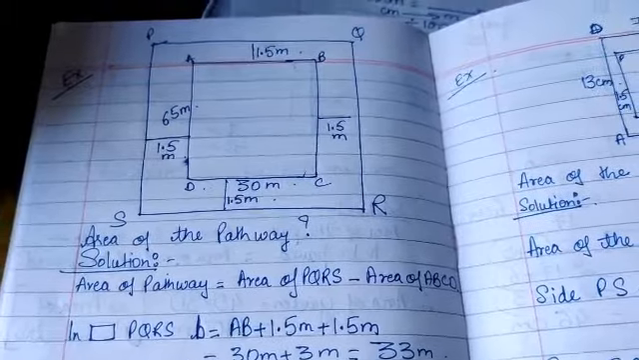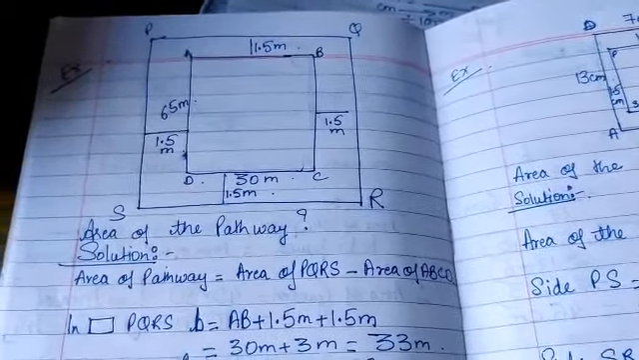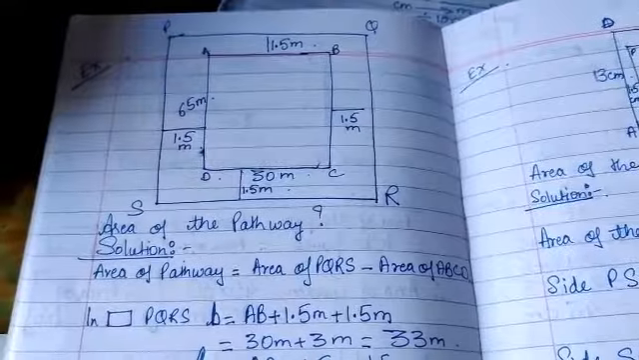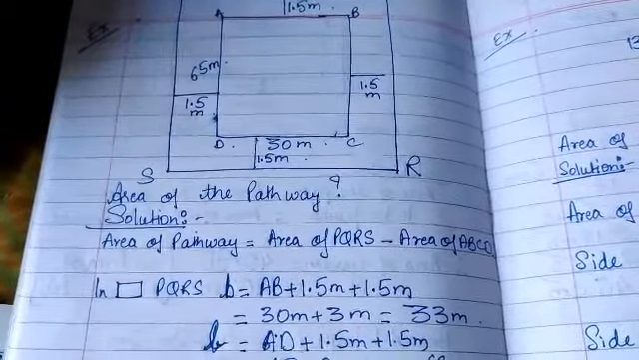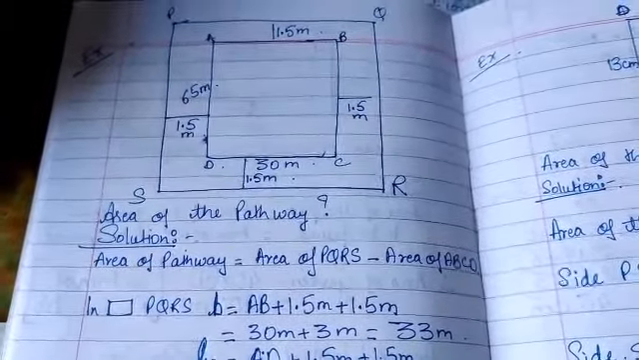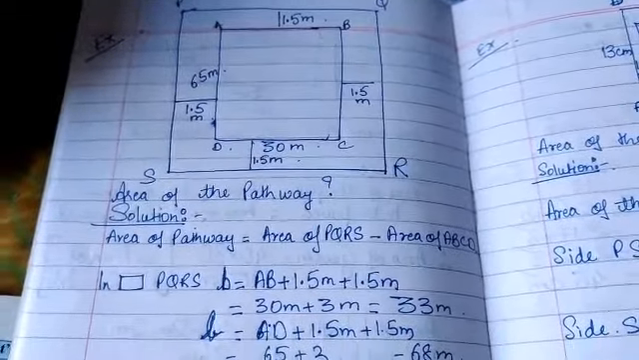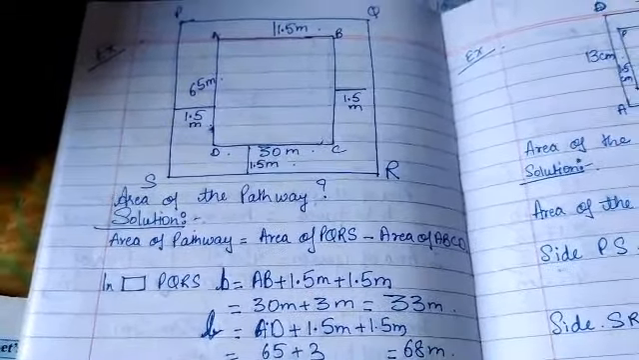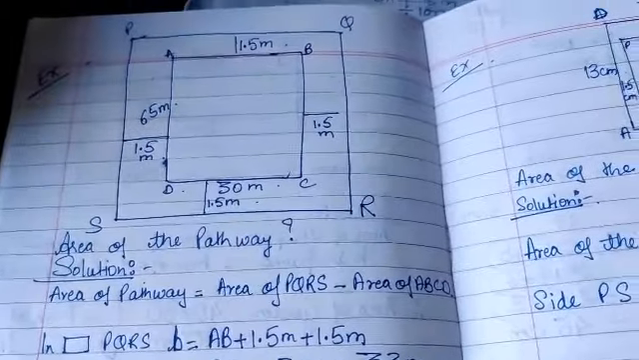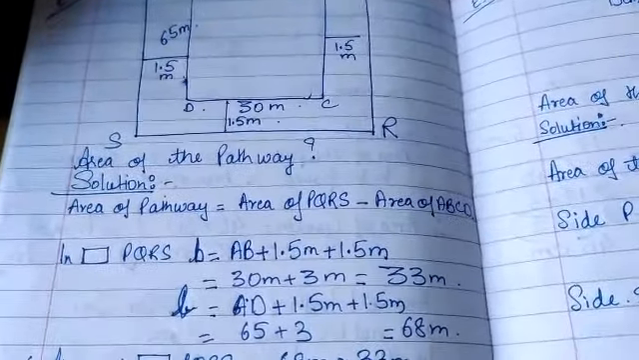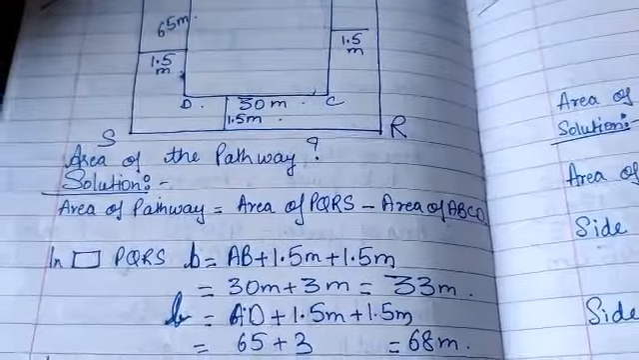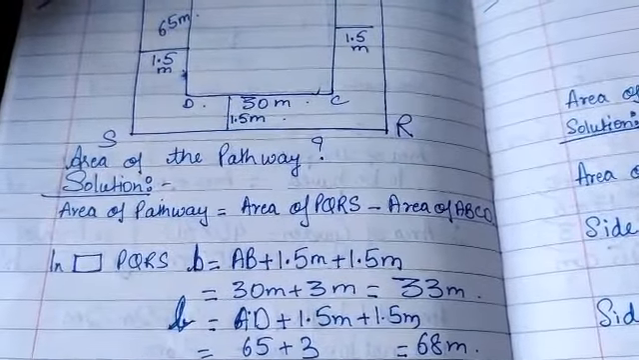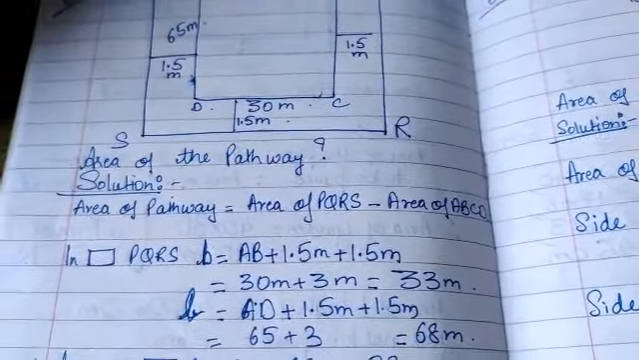of your rectangle PQRS, which comes to 33. Then you have the length, which is AD, that is 65 in original, plus 1.5 on one side width and 1.5 on the other side. So 65 plus 3, 68 meters is the length for rectangle PQRS.